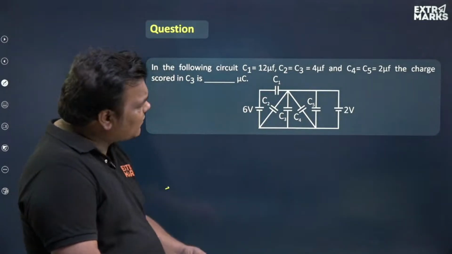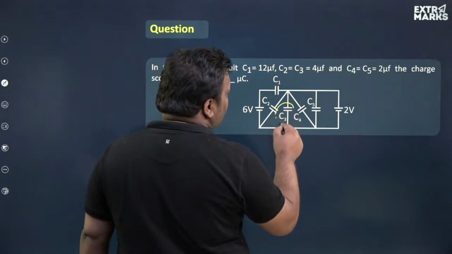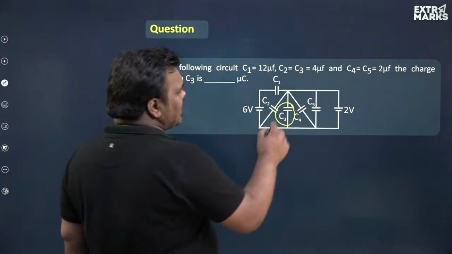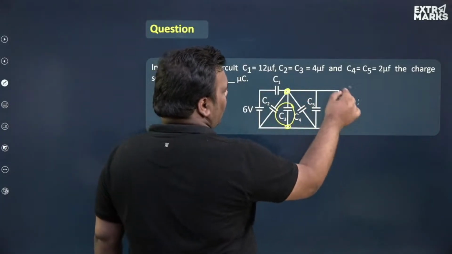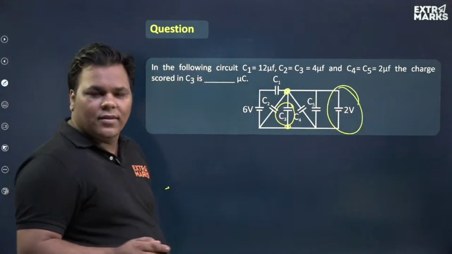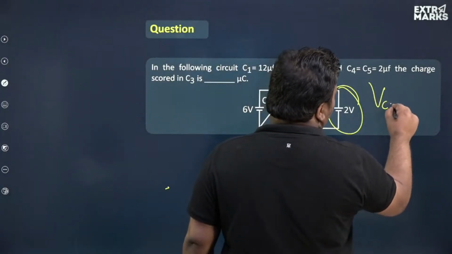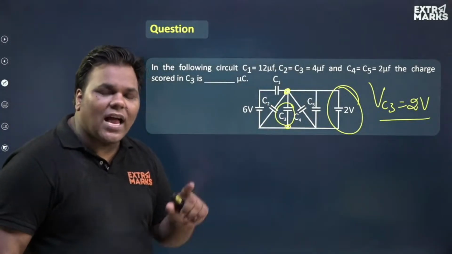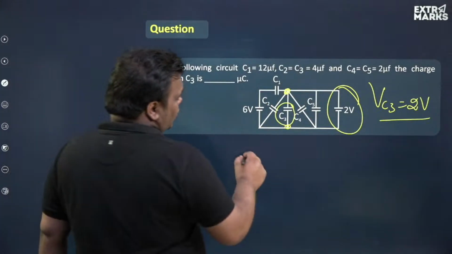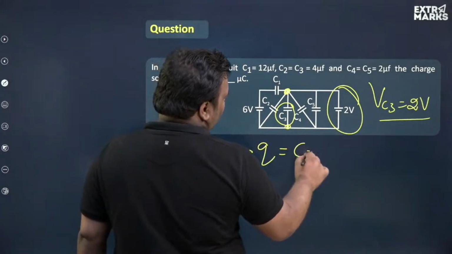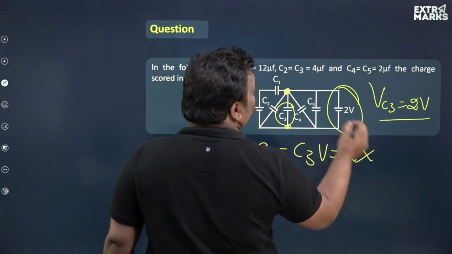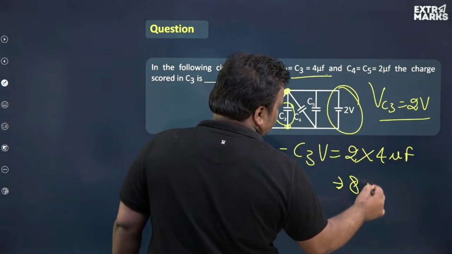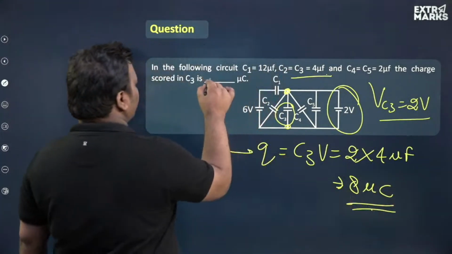What is the answer, sir? It's very simple. He's asking what is the charge on C3. My point is, across C3, a battery of 2 volt is connected. So the potential across C3 is 2 volt. Am I right? Since the potential across C3 is 2 volt, my answer is Q is equal to C3 V, 2 multiplied by 4 microfarad. My answer is 8 microcoulomb.